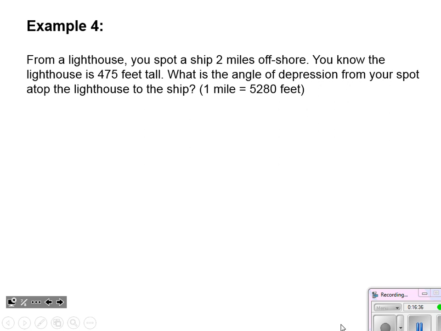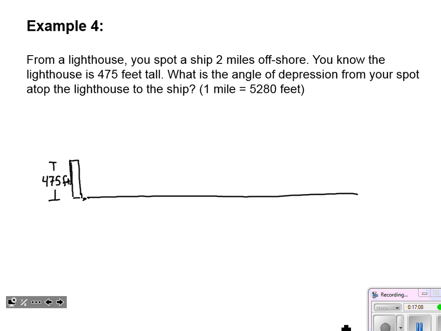Our final example. From a lighthouse, you spot a ship 2 miles offshore. You know the lighthouse is 475 feet tall. What is the angle of depression from your spot atop the lighthouse to the ship? All right, so we've got our lighthouse here, and I apologize, it's kind of a crude drawing. It is 475 feet tall, and it's on the coastline. And then way out in the ocean, we've got this ship right here, and we know that the ship is 2 miles offshore.